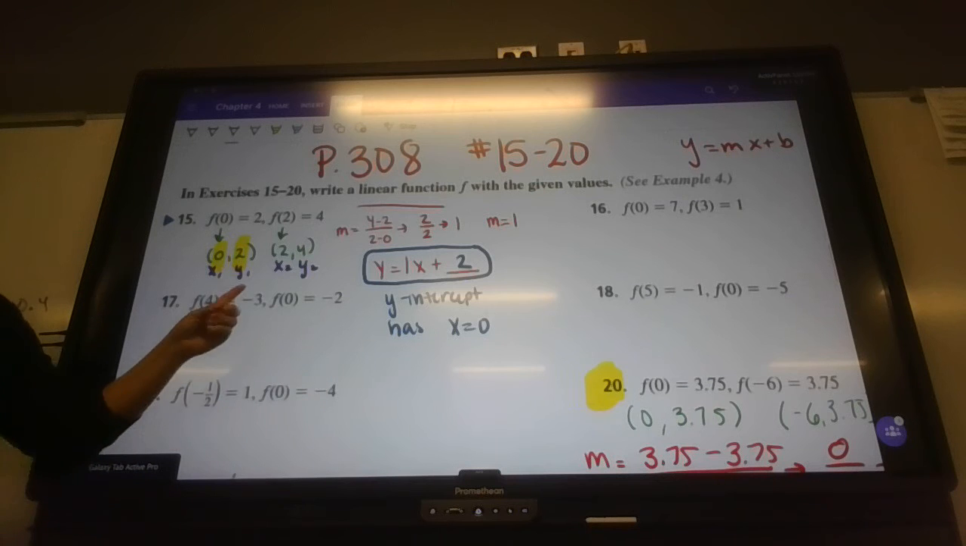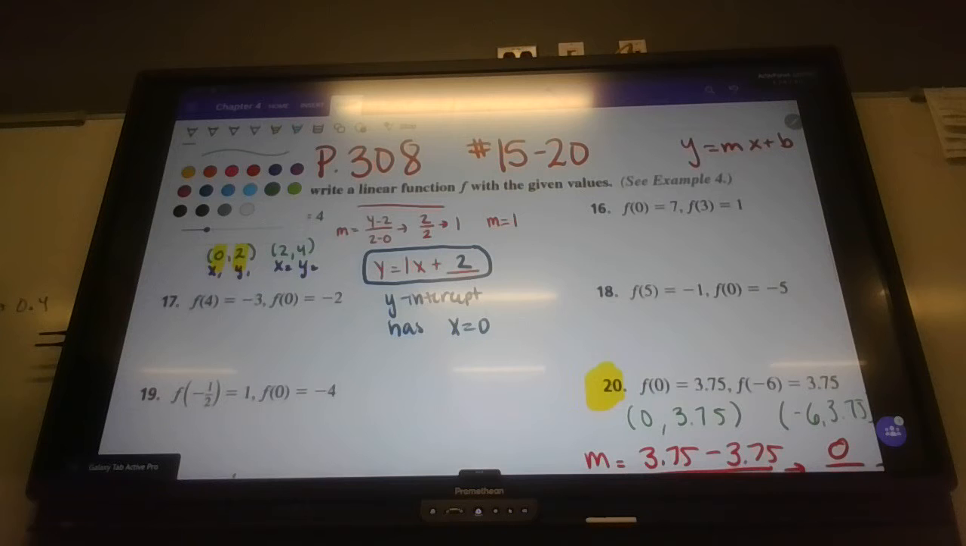So let's go ahead for these next ones. Let's just go ahead and put a little b over what we know is going to be the b, if it has a 0. So in number 16, the 7 will be the b value. And number 18, the negative 5 would be the b value. And 17, the negative 2 would be the b value. In 19, the negative 4 would be the b value, and in 20, 3.75.